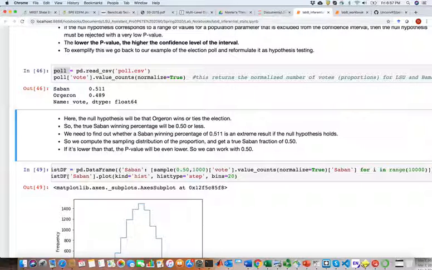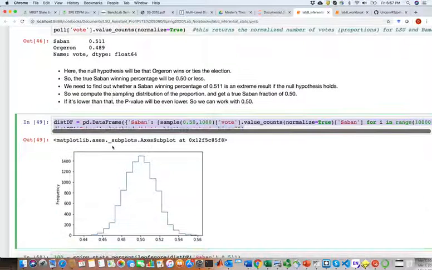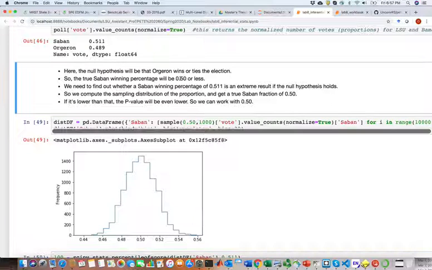So we want to find out whether his winning percentage of 51.1, which we have here, is extreme or not. Where does it fall on the percentile? Do exactly what we did in the previous null hypothesis, right? So doing this.